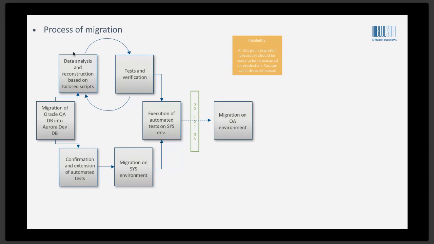What is really important is that at this point, so moving with the migration process on QA level, you need to have ready to be re-executed procedure. You need to treat it as a dress rehearsal. There's no such a way just to execute it once again. So at this point, only minor changes, only minor enhancements are possible when comparing this process with migration on production.